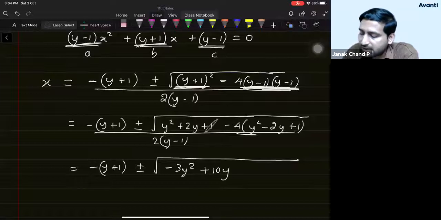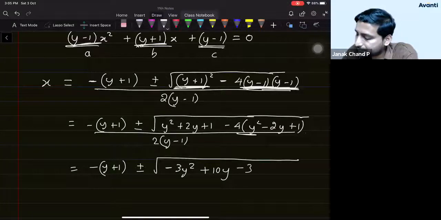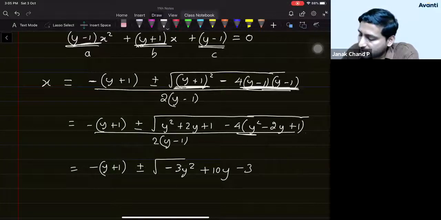And finally, student, there's a constant term here. This minus 4, when it is multiplied with 1, you will get minus 4. That minus 4 with this 1 will make it minus 3. Okay. So I hope that everyone understood this.